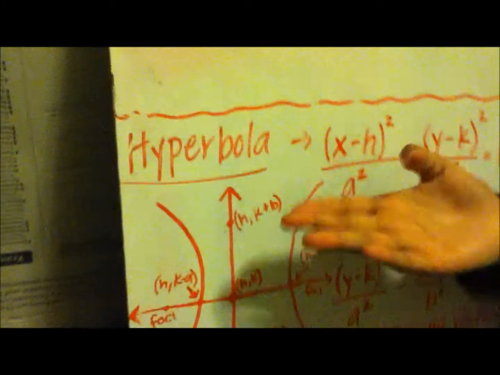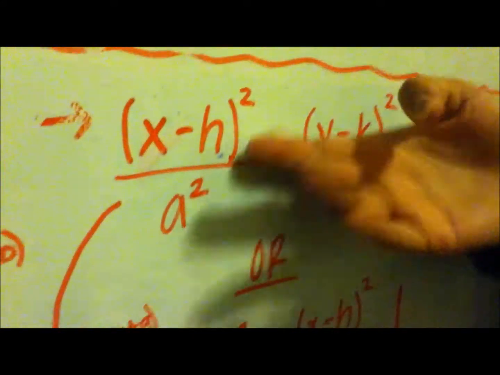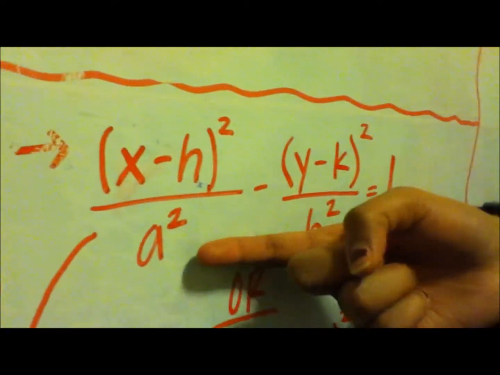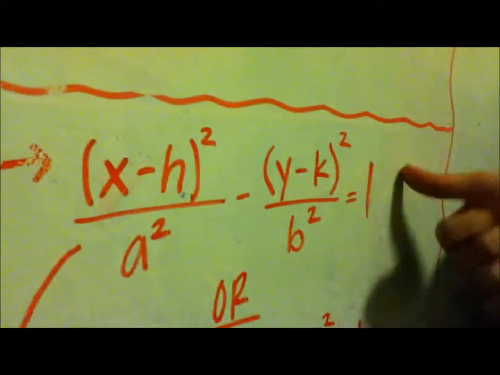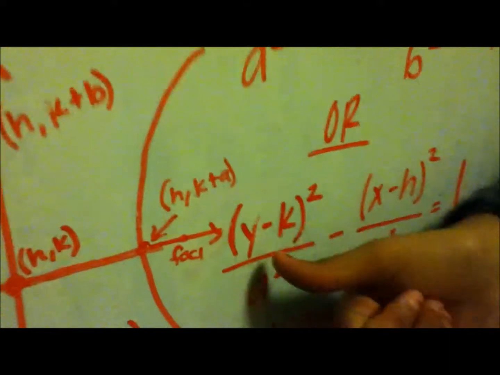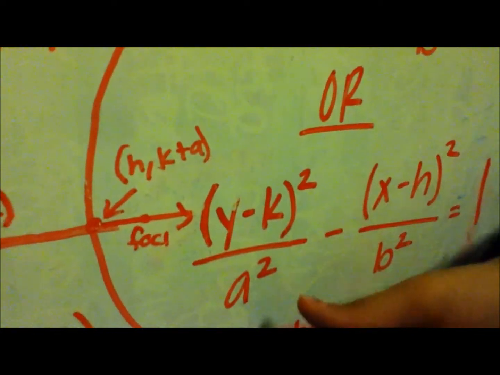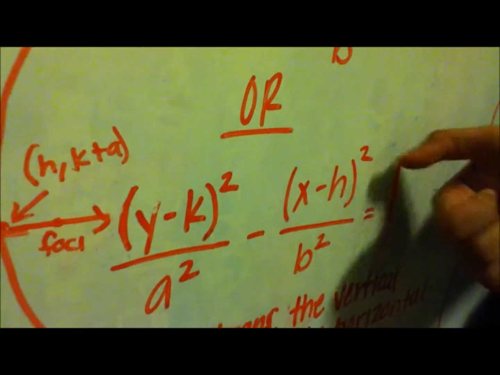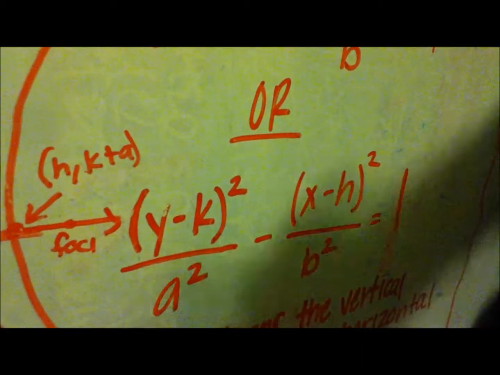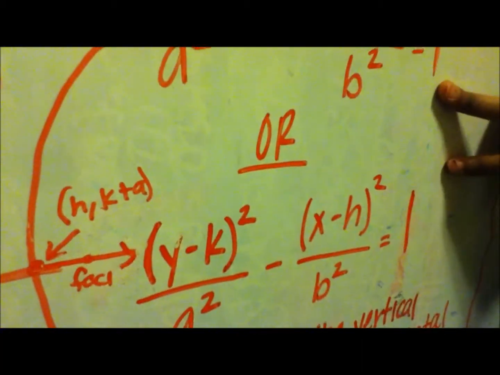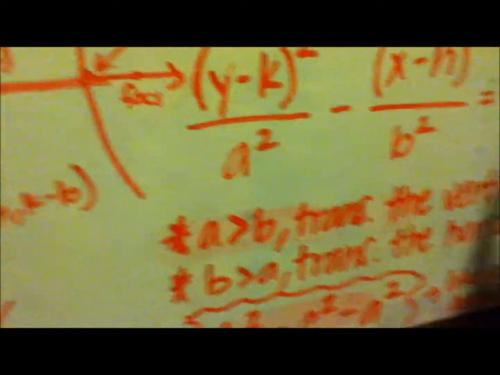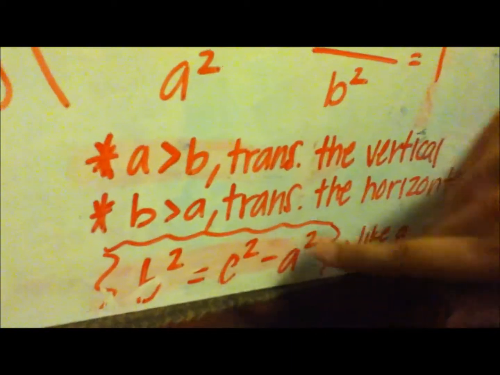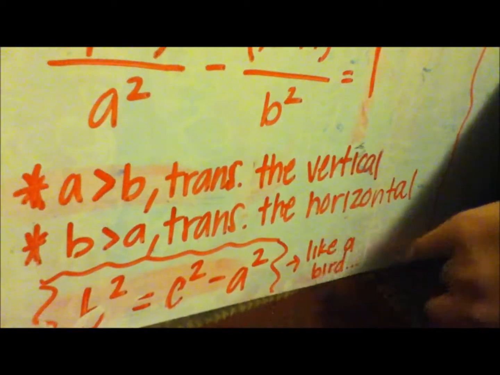So, a hyperbola. Here is a standard equation right here. x minus h squared over a squared minus y minus k squared over b squared equals 1. Or it can be y minus k squared over a squared minus x minus h squared over b squared equals 1. The reason why there can be two standard equations is because if a is greater than b, then it transverses the vertical, but if b is greater than a, then it transverses the horizontal.